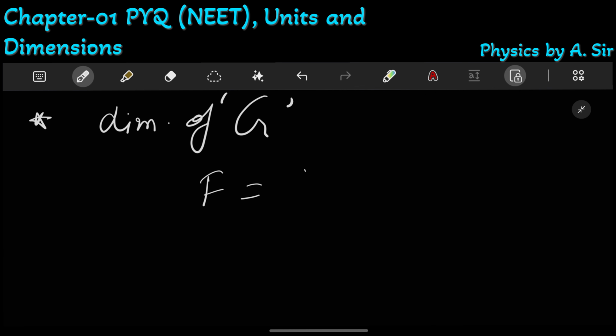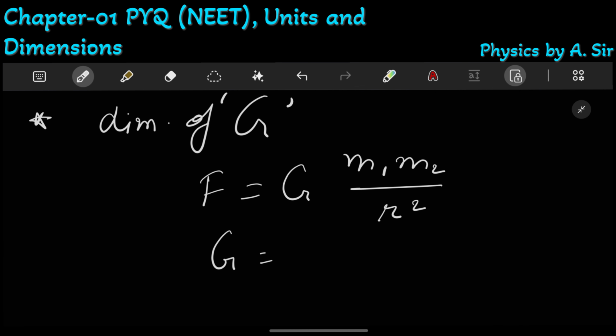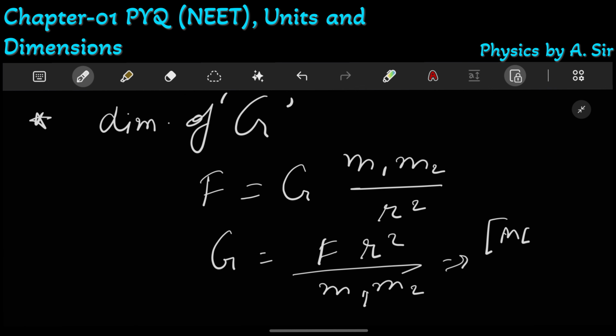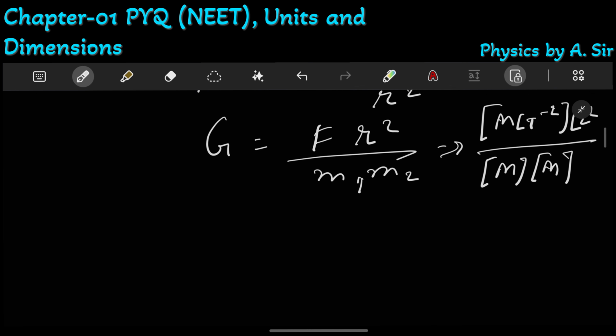Okay. Now let's move on to the next question, which is the dimension of the gravitational constant, capital G. So one can find F is equal to G m1 m2 upon r square. Just find out the value of G, which is F r square upon m1 m2. Okay, that's the value: M L T minus 2 into L square upon M into M, and you will find the dimension formula for this.